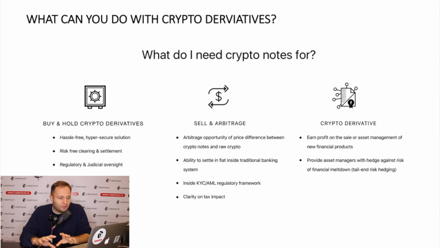But short term, right? What do you really need crypto nodes or crypto securities, whatever you want to define that as, for? What do you need them for? And you really have 3 major use case scenarios, and let's go over them one by one. So number 1 scenario is just a hassle-free hypersecurity solution and risk-free clearing, just holding basically.